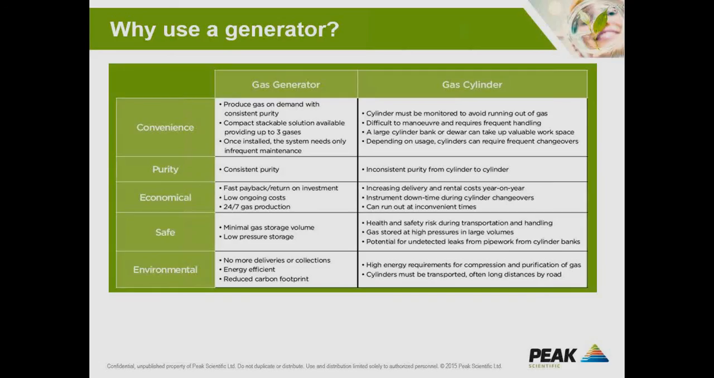In terms of safety, gas generators have a very low stored volume at relatively low pressure. And if you compare this to gas cylinders, which typically have around 8,000 to 9,000 litres of compressed gas at 200 bar pressure when they're full, then there's a potential health and safety issue with storing them in the lab. And then there's the environmental aspect as well. So gas generators, once they're delivered and put into the lab, they don't need to be moved around, so you have potential for reduced carbon footprint. Whereas with gas cylinders, they need to be transported by road, often over large distances, and this can occur many times per year.